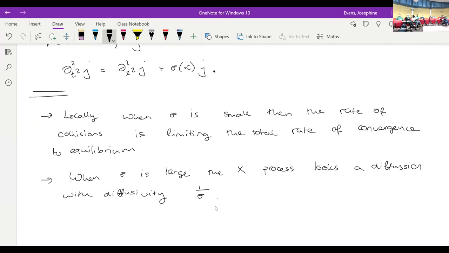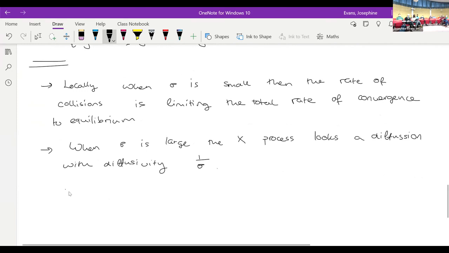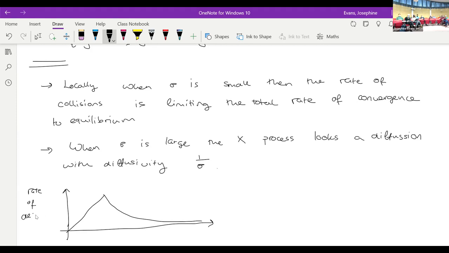Okay, so if you just look at constant sigma, you can easily compute the rate of decay, at least if you're happy to just Fourier transform and hope everything is okay, and you get a graph that looks like this. So if this is the rate of decay, this is sigma.